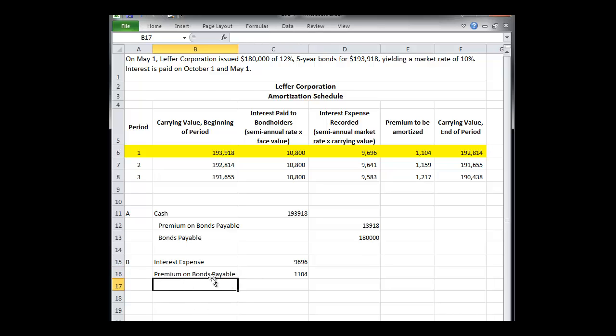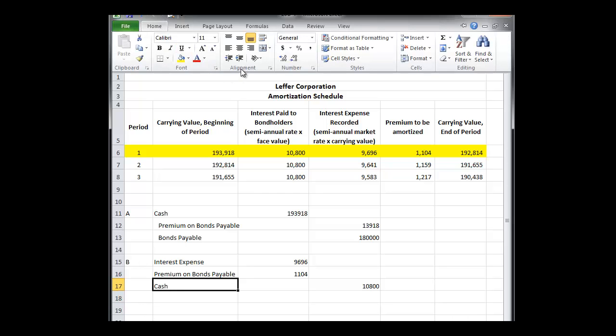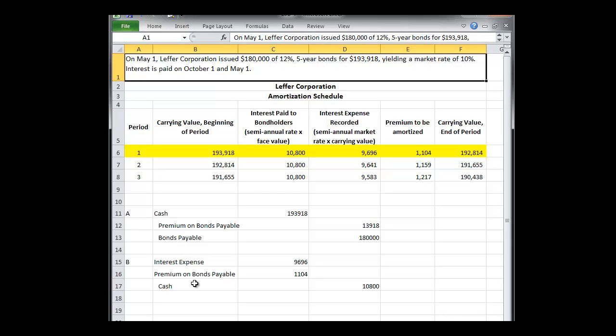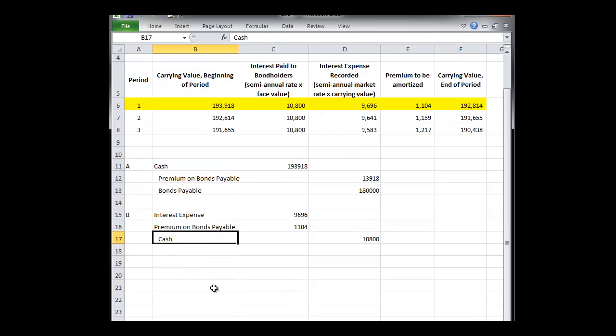Okay, and then finally, the last part, I'm going to record my payment to the bondholders, cash, and that's going to be a credit. And that credit amount is going to be the $10,800 that I previously calculated. Okay. Now that's it for B. Now let's look at C. The year-end adjusting entry to record interest expense and premium amortization.